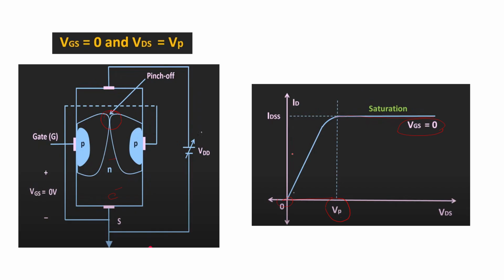And here we can see this region is called the ohmic region. Ohmic region is like Ohm's law: voltage is directly proportional to current I. When the voltage increases, the current also increases. And this is the saturation region, that means a maximum level. And this part will be the cutoff region.